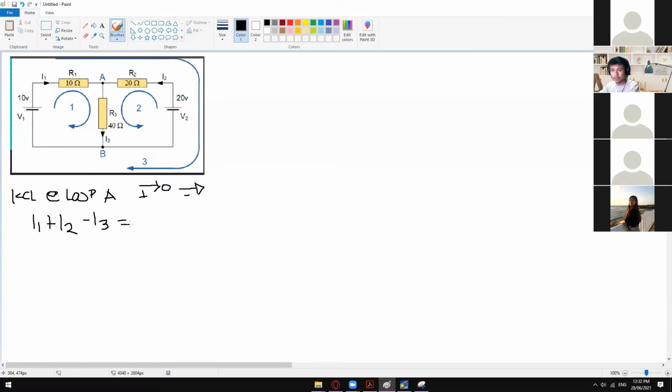Then after that, just equate everything to zero. And from here, you can transpose this one to the other side, which will give you this equation: I3 is equal to I1 plus I2. So this is now our equation number one. I hope you were able to get this one.